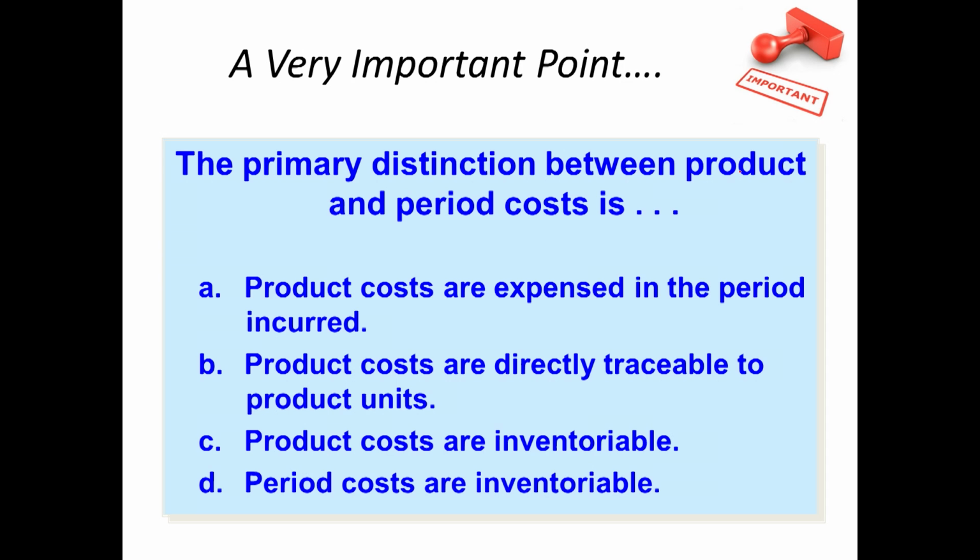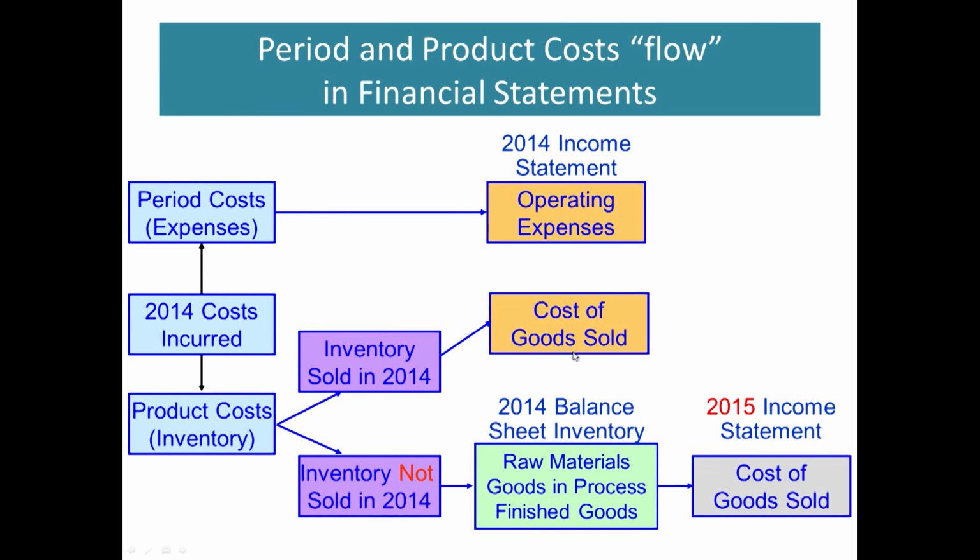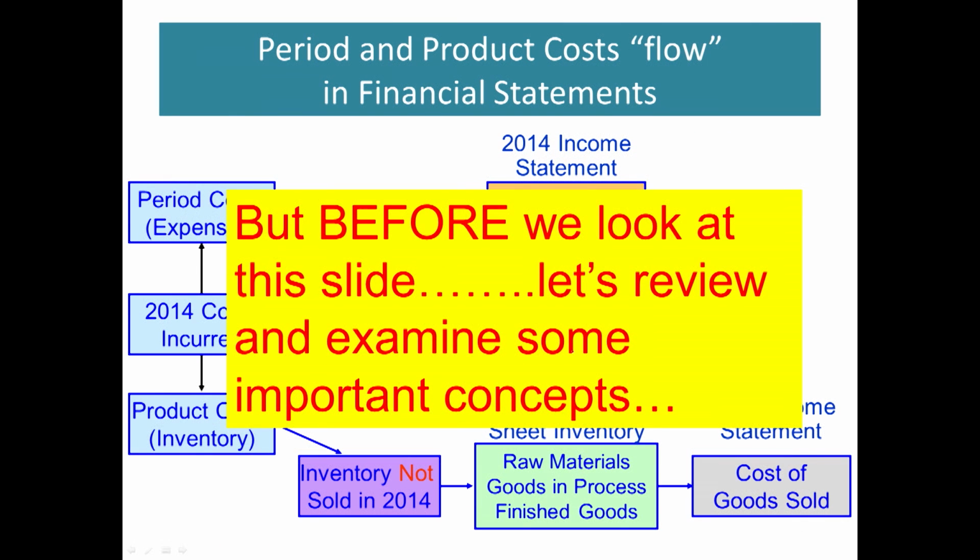So the primary distinction between product and period costs is that product costs are what we call inventoriable. Inventoriable, okay? So we're going to work on that concept today. Now, I have an illustration here, but before we look at this slide, we'll come back to it. I want to examine some new concepts, okay? So let's go back to the slides here.